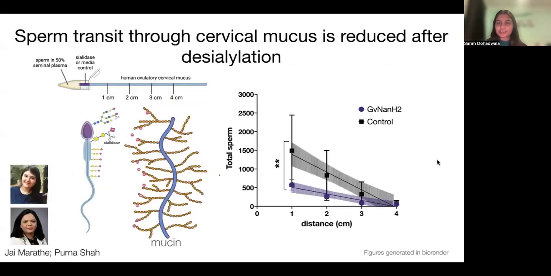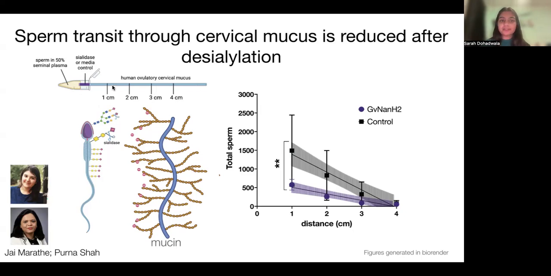Finally, we looked at sperm transit through cervical mucus. So both sperm and cervical mucus are pretty heavily sialated, and it's thought that that might have something to do with cell-cell interaction and cell interaction with mucus. And so we collected ovulatory human cervical mucin from the clinic and put it in a capillary tube containing a little bit of sialidase at the beginning, and then exposed the capillary tube to sperm and seminal plasma and saw how the sperm are able to swim through the tube over time.